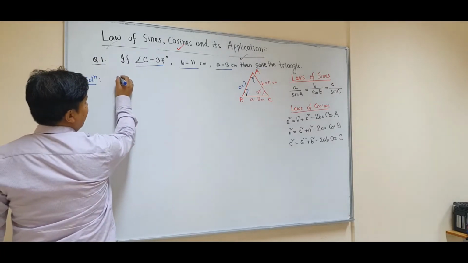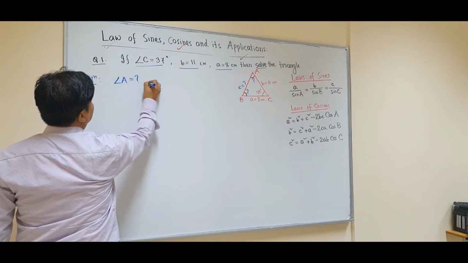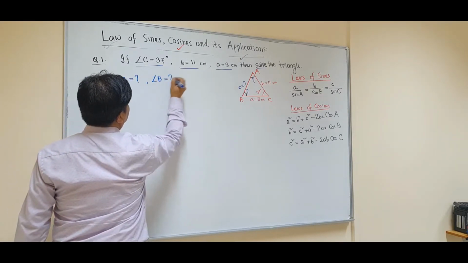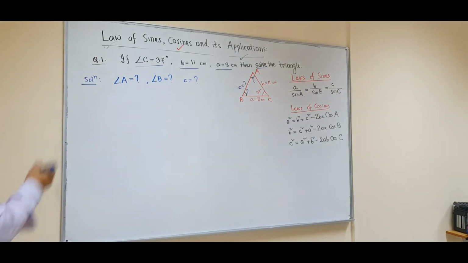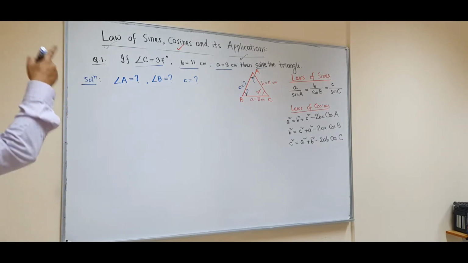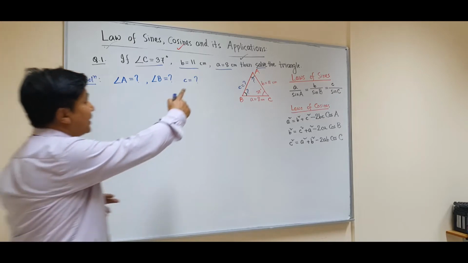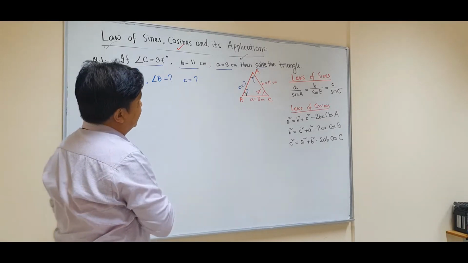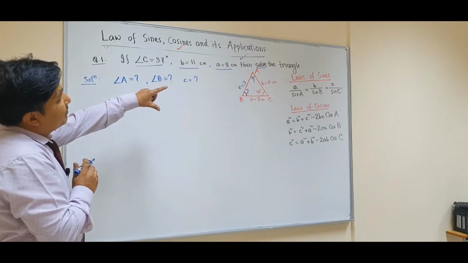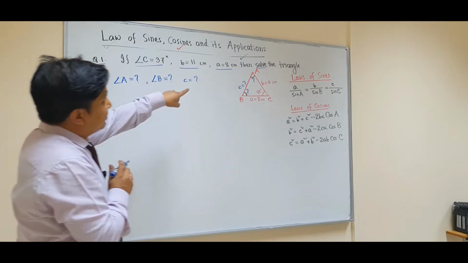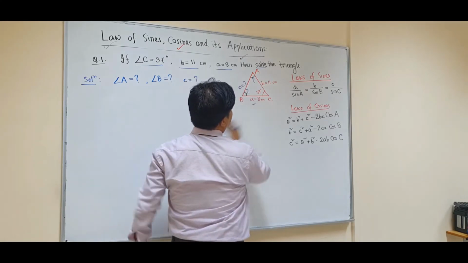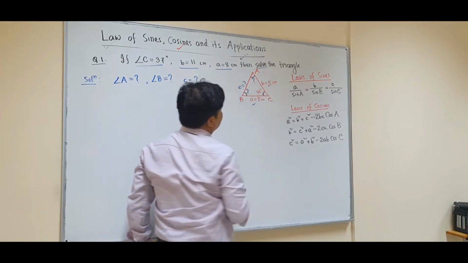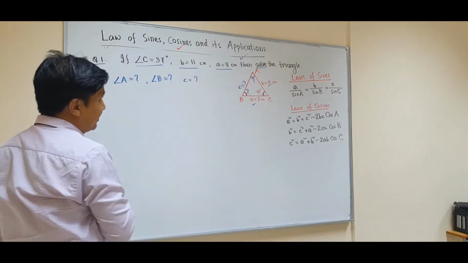That means angle A we want to find out, angle B we want to find out, and small c we want to find out. Before we start this answer, let us think about the rules, laws of sines and laws of cosines. Now look at this particular diagram, which is ABC. If you see here, this is your side A, side B, and this angle 37. We know these 3 values.